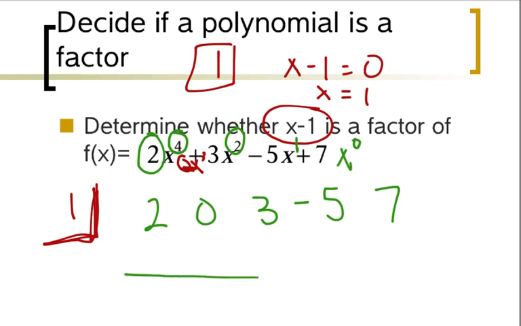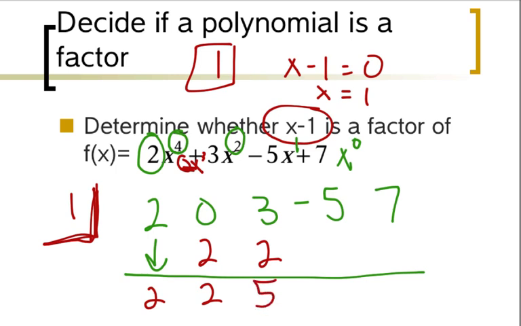And now we go ahead and do our synthetic division by bringing down the 2. Then multiply by the 1, we get 2. Add, we get 2. Multiply by 1, we get 2 again. Add, we get 5. Then if I multiply, I get 5. Add these, I get 0. And finally, if I multiply that, I get 1. And if I add, I get 8.